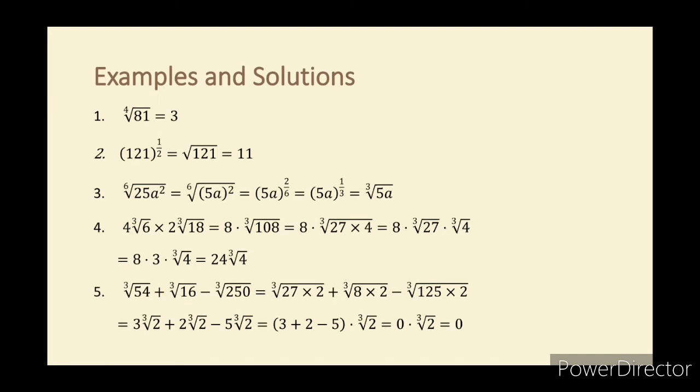Number 5. Cube root of 54 plus cube root of 16 minus cube root of 250 equals cube root of 27 times 2 plus cube root of 8 times 2 minus cube root of 125 times 2 equals 3 cube root of 2 plus 2 cube root of 2 minus 5 cube root of 2 equals (3 plus 2 minus 5) times cube root of 2 equals 0 times cube root of 2 equals 0.